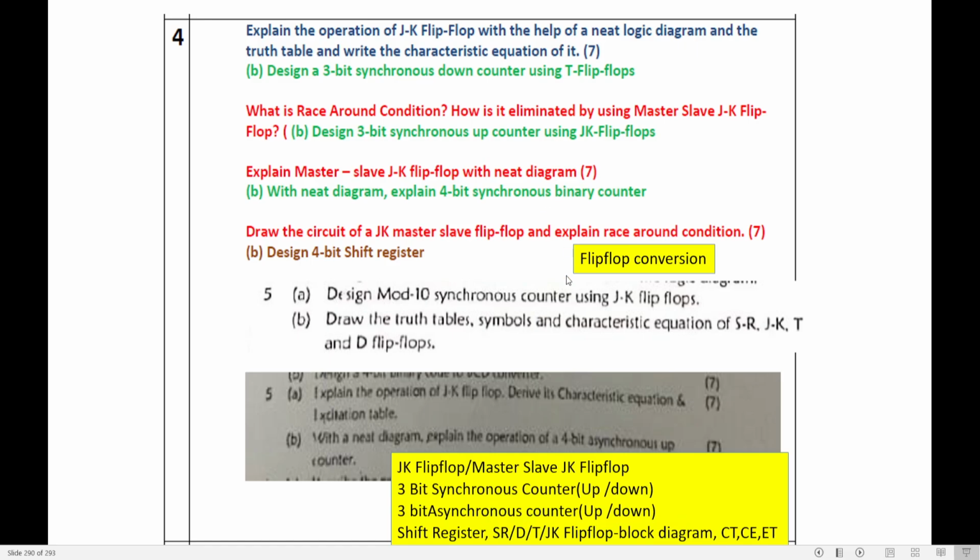And what next? Flip-flop conversions. Flip-flop conversion is very important. Converting one flip-flop to another flip-flop. Definitely this year you get one question from flip-flop conversions. This is a major takeaway to all the students regarding Unit 4. One is about flip-flops, all the flip-flops, characteristic table, excitation table you need to learn. Next is JK flip-flop, very important takeaway. One question from JK flip-flop about JK or master slave JK. Next is synchronous and asynchronous counters.